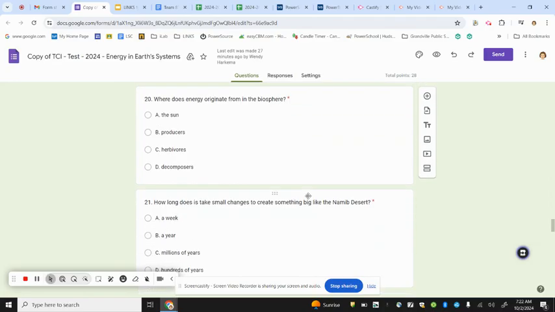Number 20, where does energy originate from in the biosphere? A, the sun. B, producers. C, herbivores. D, decomposers.